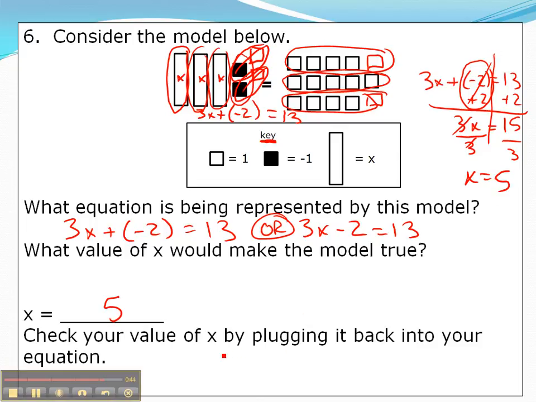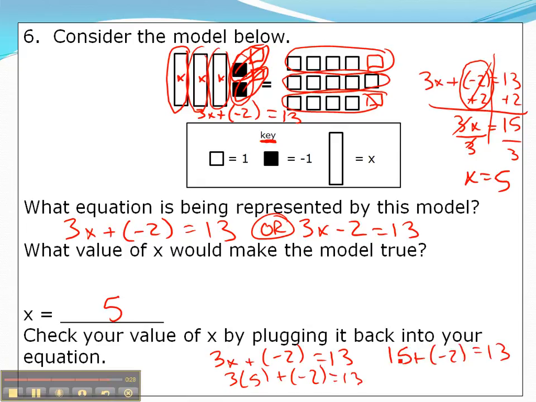And we're going to check it by plugging it back in. 3x plus -2 equals 13. 3 times 5 plus -2 should equal 13. 3 times 5 is 15, plus -2 equals 13. Signs are different. We find the difference. 15 minus 2 is 13. We keep the sign of the integer that is farther from 0, and that's the positive integer.